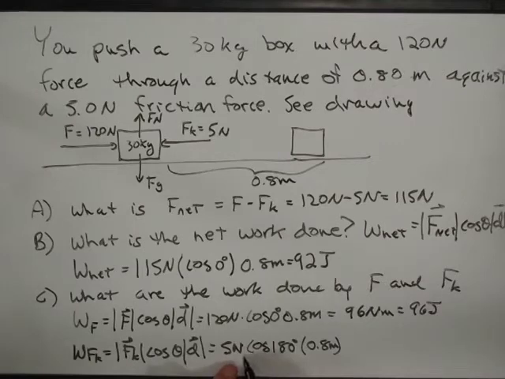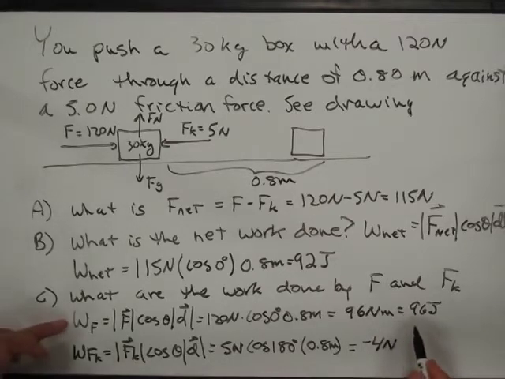And so this is 5 newtons times 0.8 times the cosine of 180, which is -1. This is -4 joules. Right? And so if you look at this, the net work done, not newtons, joules.